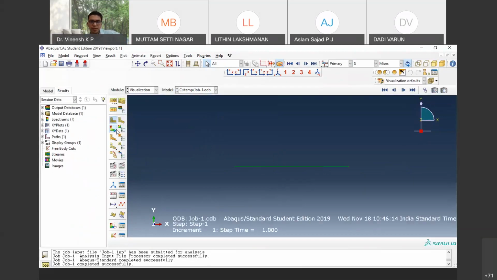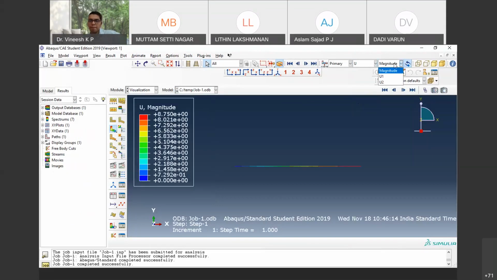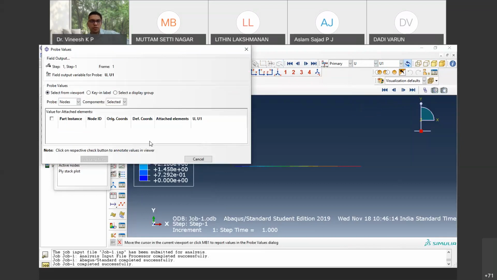So you will see some very interesting result. So if you look at the displacement, we are looking on third. You see fourth node, it is 8.75. And third node, it is 7.5. And second node, it is 4.25. So second node, it is 4.25. Third node, it is 7.5. And fourth node, it is 8.75.